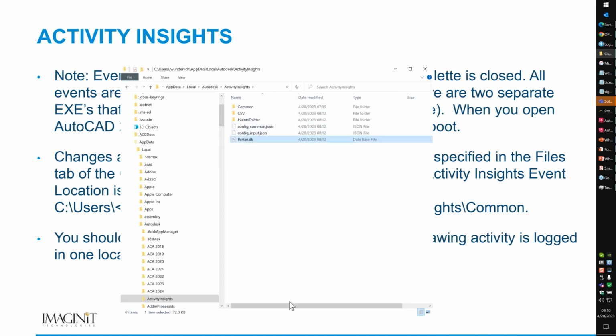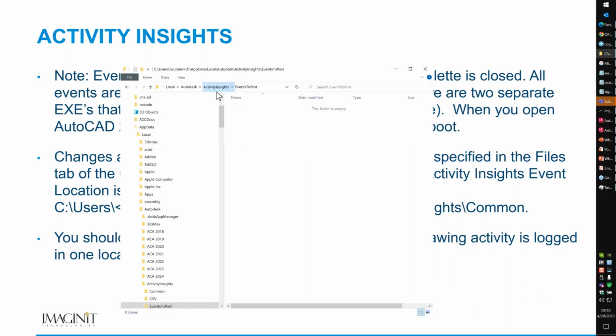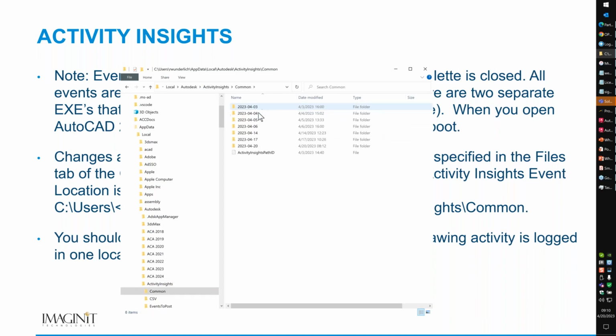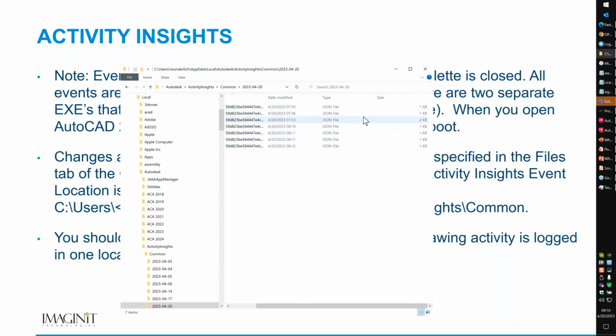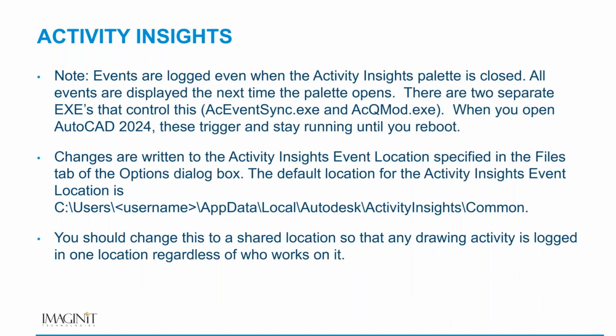There's a Parker DB, which is the database, and it's actually quite small. And then under events to post, there's usually nothing. Under common, these are all of the activity insights it's keeping track of, and this is just a little JSON file that are 1 and 2K. So that's basically it. So they don't add anything to the file size. They do add specifically to the directory that you're pointed to.